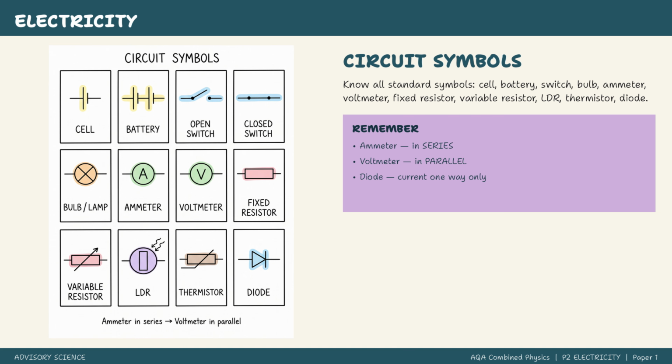A battery is drawn as 2 or more cells connected together, where the long line represents the positive terminal and the short line represents the negative terminal. An ammeter measures current and must always be wired in series within the main loop, while a voltmeter measures potential difference or voltage and must be wired in parallel like a bridge across a component.